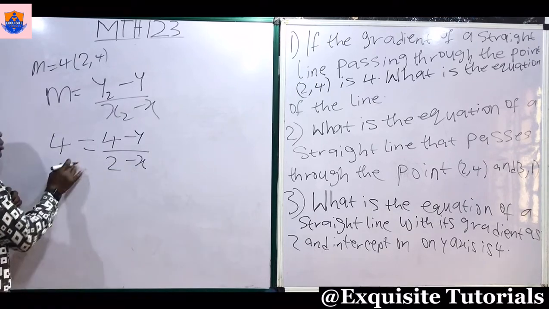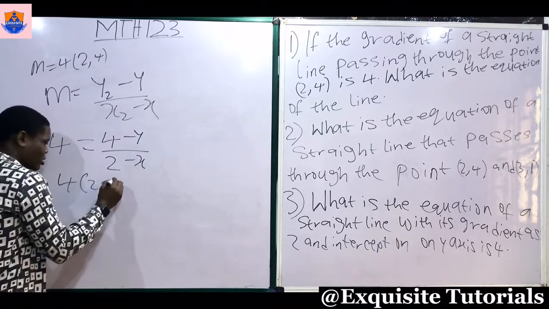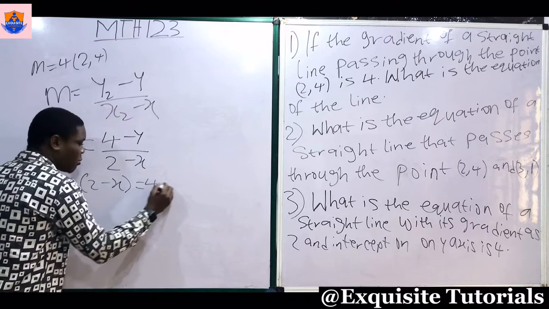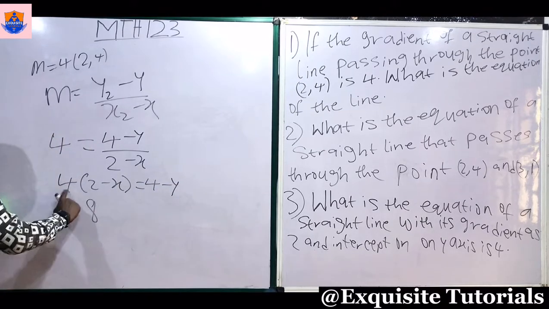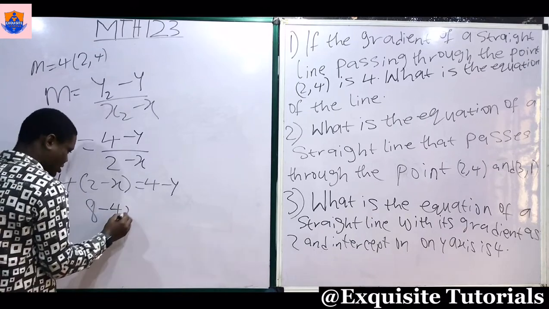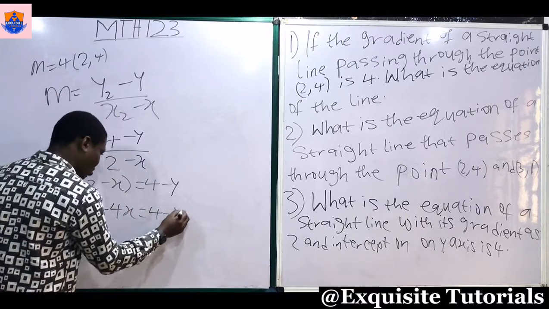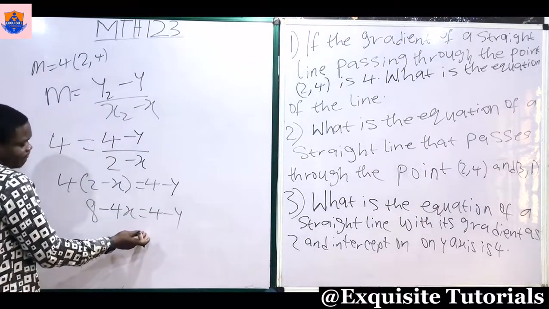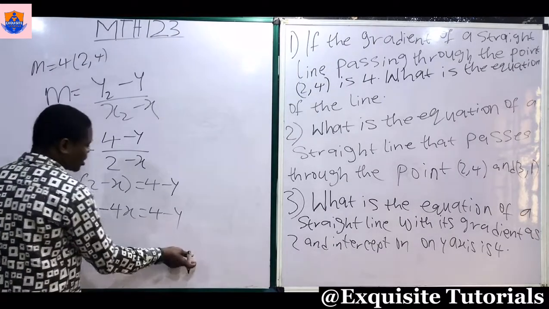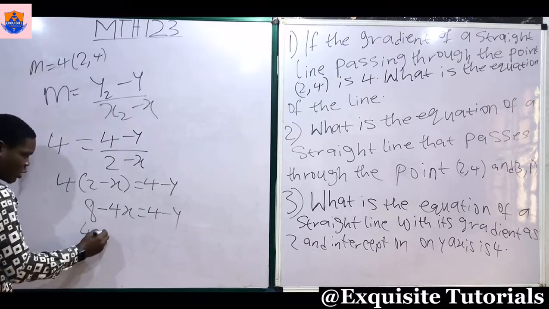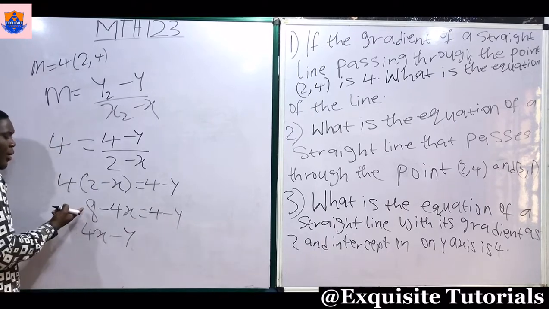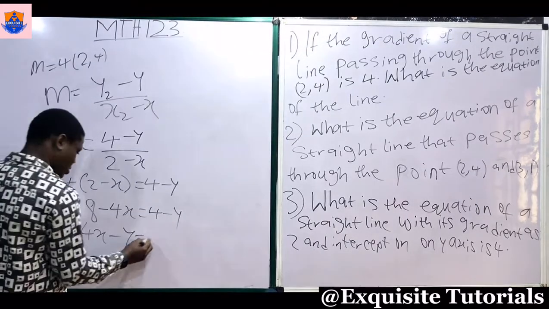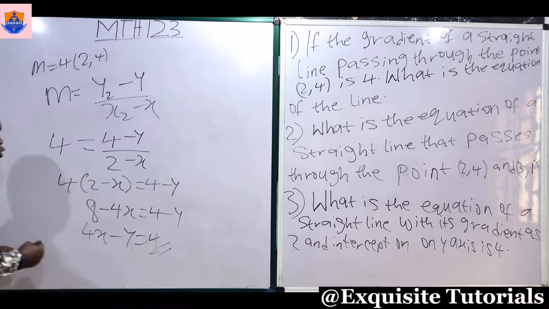So if I cross multiply, I will have 4 brackets 2 minus x equals to 4 minus y. 4 times 2, that's 8. 4 times this, we have minus 4x equals to 4 minus y. If I take this 4x to this side, I will have plus 4x, then we have minus y. Then if I take this 4 to this side, I will have 8 minus 4, which is 4. So that will be the equation of the straight line.